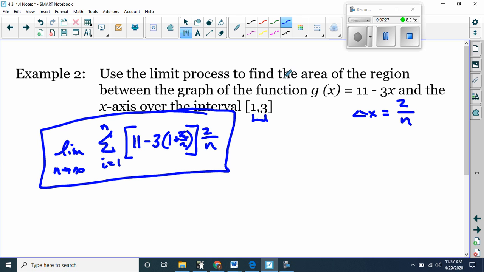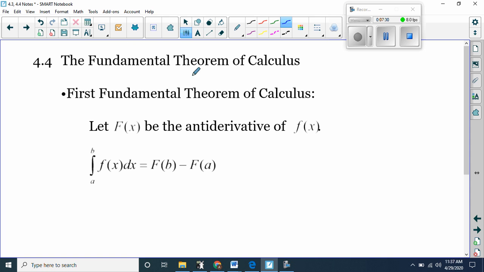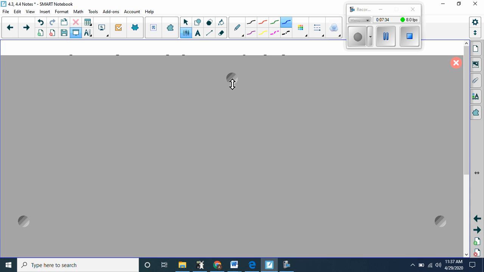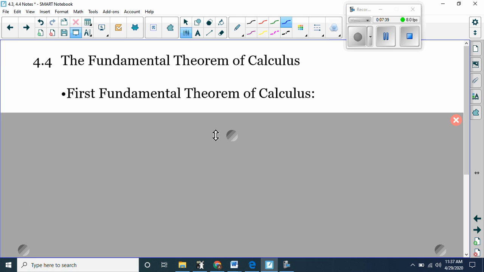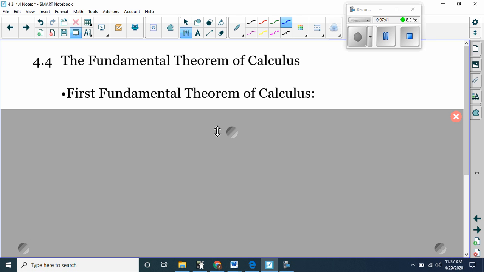Thankfully, there is a shortcut for finding the area under the curve, and this is section 4.4, which is probably the more important of the things we're doing today. 4.4 is on the fundamental theorem of calculus. There are 2 fundamental theorems of calculus. You're only going to learn one. You're going to learn the first one. First fundamental theorem of calculus.